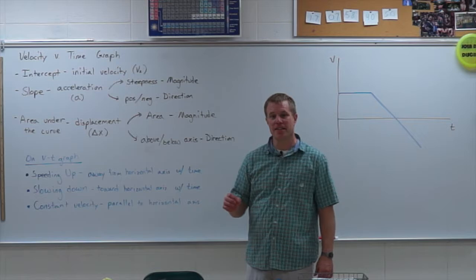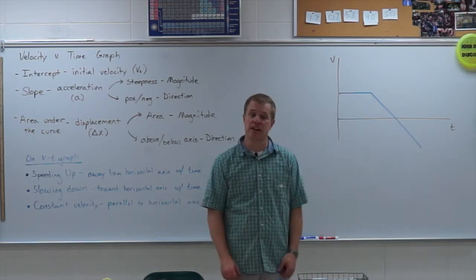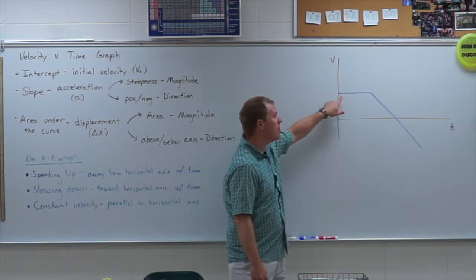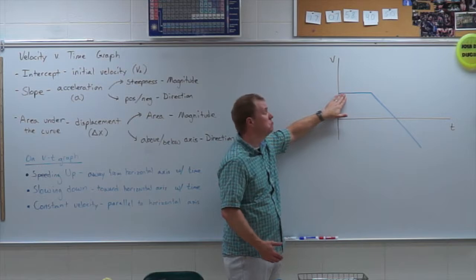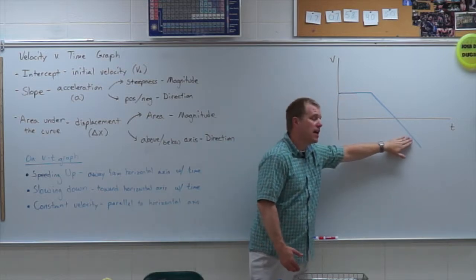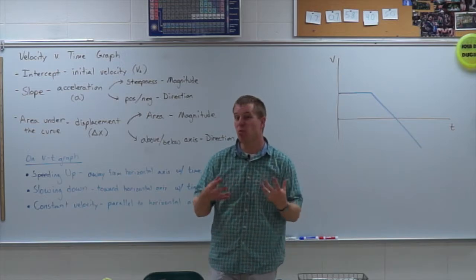Now we're going to look at velocity versus time graphs. Velocity versus time graphs tell us about velocity as a function of time. So it will tell me what the velocity is in any given moment in time. So is the velocity positive? Okay. Is the velocity negative? Okay, so I can figure out what the velocity is at any given time, but there's more I can tell from this graph.